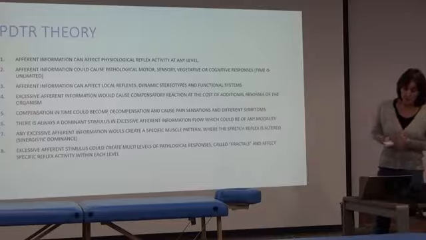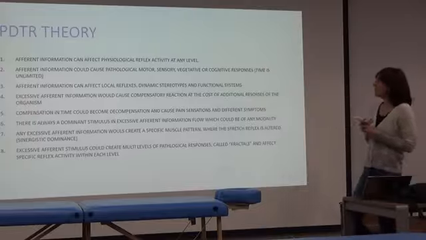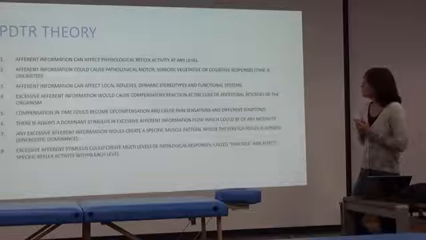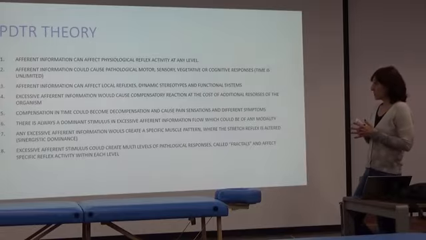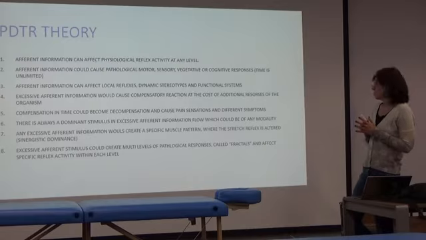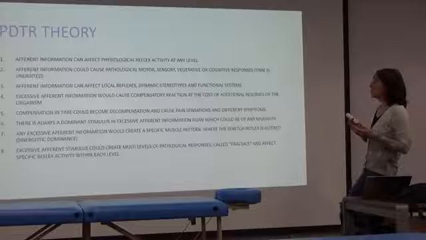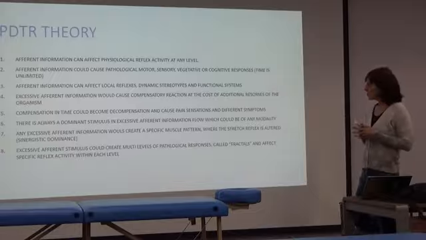So what is the basis of PDTR theory? Afferent information can affect physiological reflex activity at any level. What does it mean? Any stimulus could cause altered reflex activity. Afferent information could cause pathological motor, sensory, vegetative, or cognitive responses. Time is unlimited. That's what we talked about before. Again, the stimulus can create a cascade of different reactions in the body.